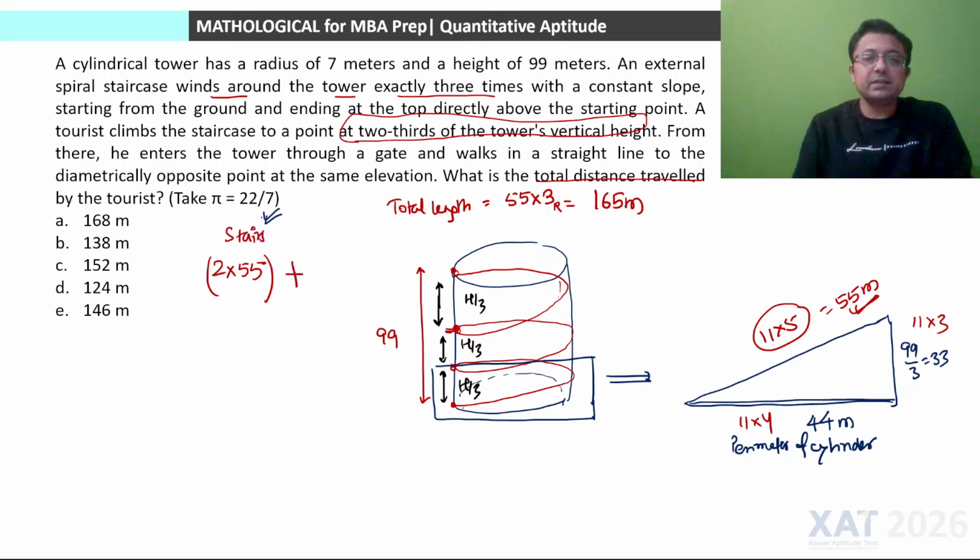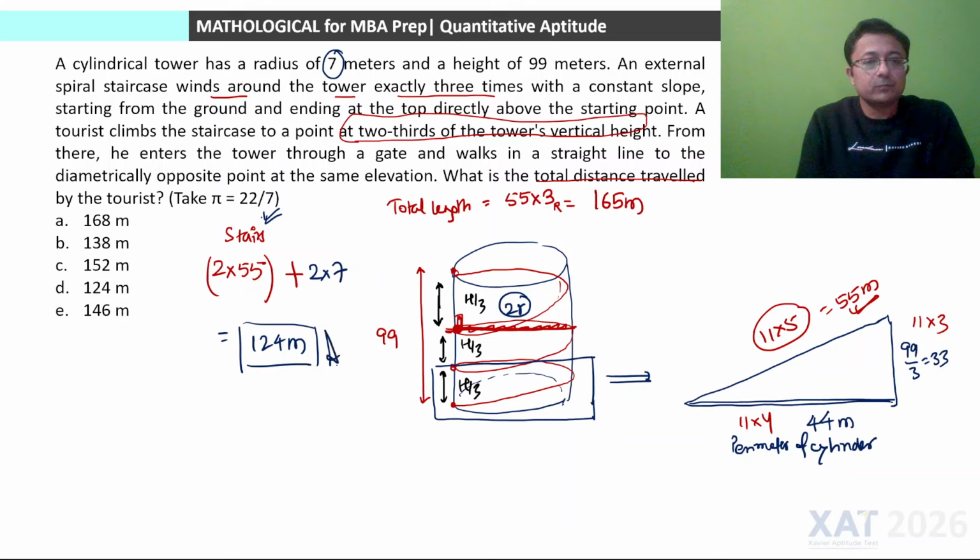Plus additionally, once he reached this height, from here he entered through a gate and reached to the diametrically opposite point. So this will be additional distance traveled by him, and this will be equal to diameter of the base, or base का radius है 7, तो diameter will be 14. So this will be equal to 2 times radius. So plus 2 into 7. So 110 plus 14, 124 meters will be distance traveled by him. This will be the answer. 124 meters, option D. क्या ये अप्रिशिएट कर पा रहे हो? क्लियर है? ठीक है, आंसर भी 124 meters.